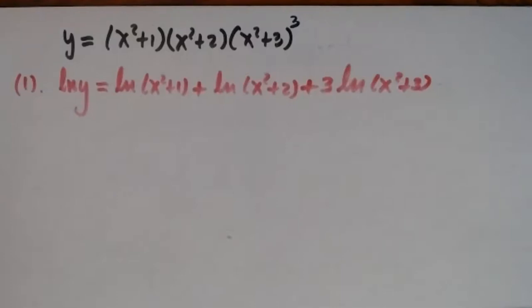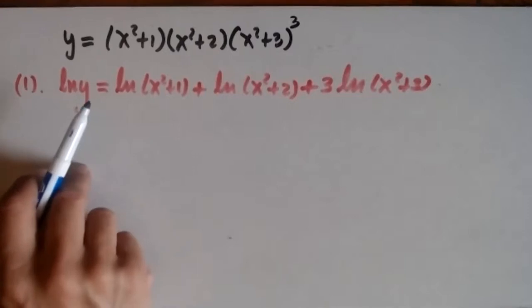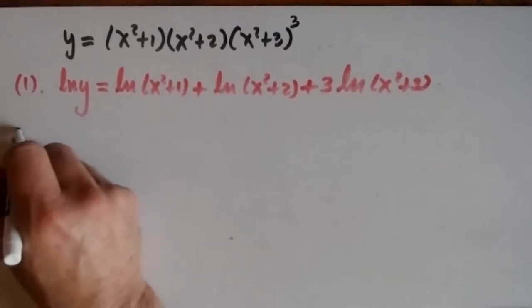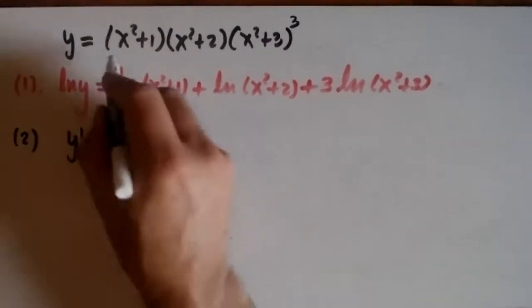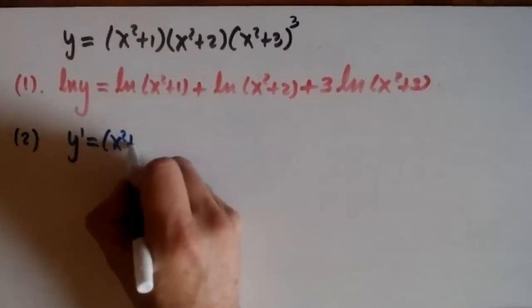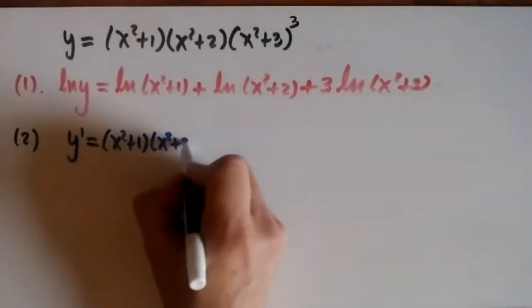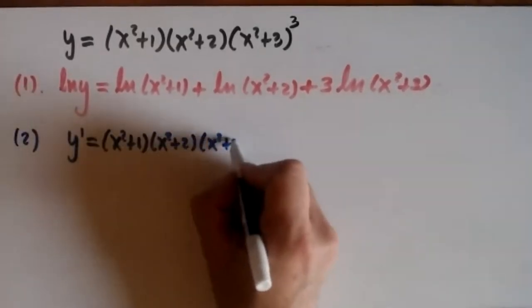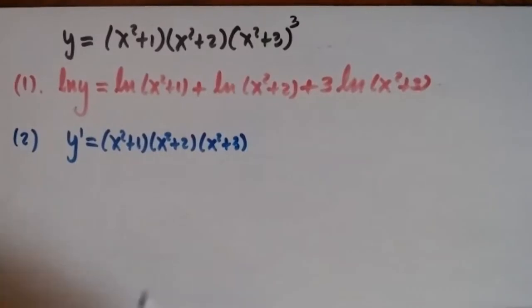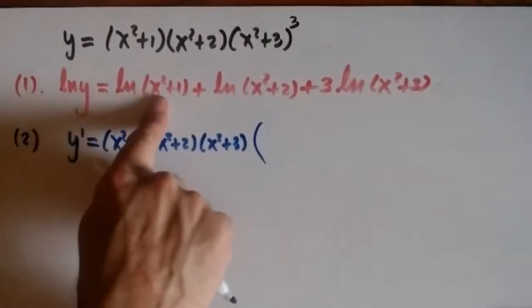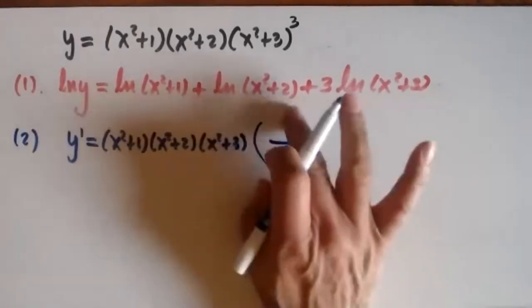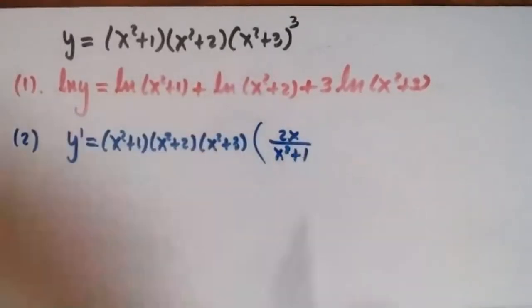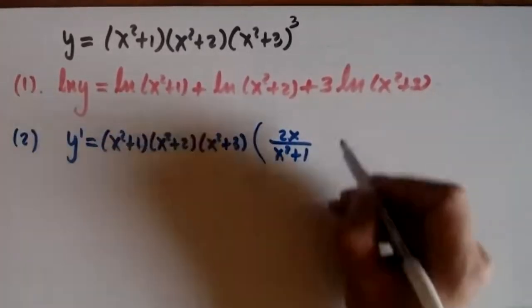Now, calculus. If you want to save the step 3, you can do this one. Step 2, calculus, y prime equals, and then you put the y. Okay, x squared plus 1 times x squared plus 2 times x squared plus 3. You know, always is the same. Parentheses, derivative of this. Okay, 1 over x squared plus 1. And at the top, the derivative of the bottom, 2x.